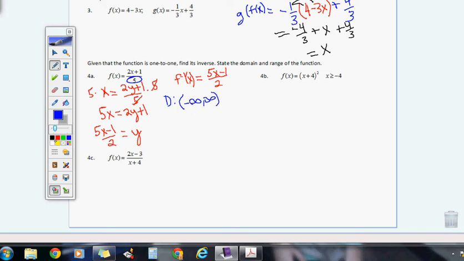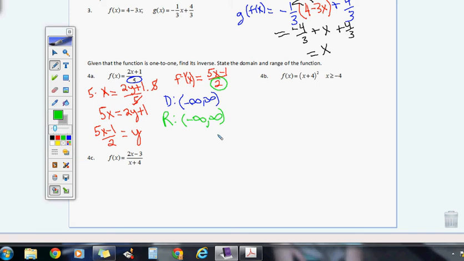All right. So now let me grab green here. And we have to do our range. Well, the range of the function is the domain of the inverse. So now I look back up here to this one, and again, no issues. So because of that one, I would have my range as negative infinity to infinity.